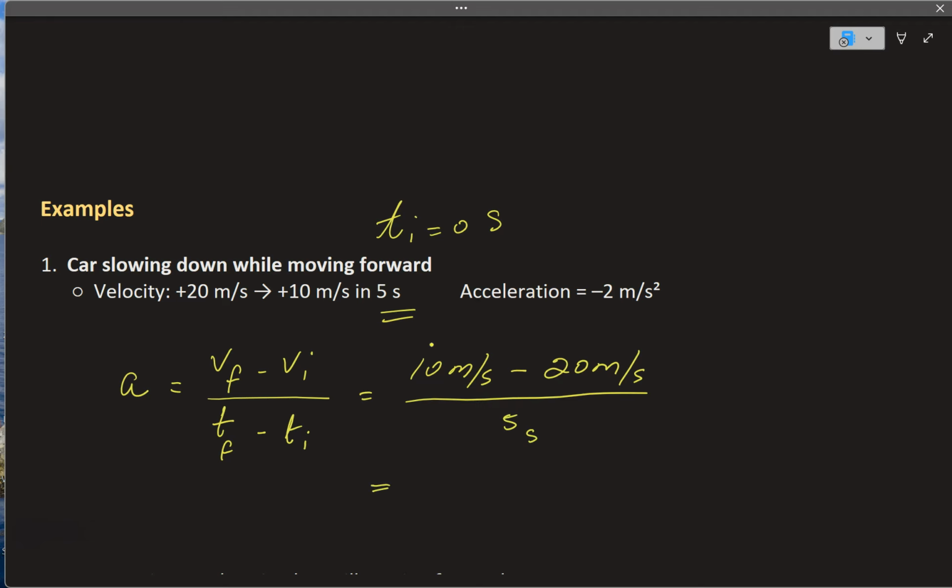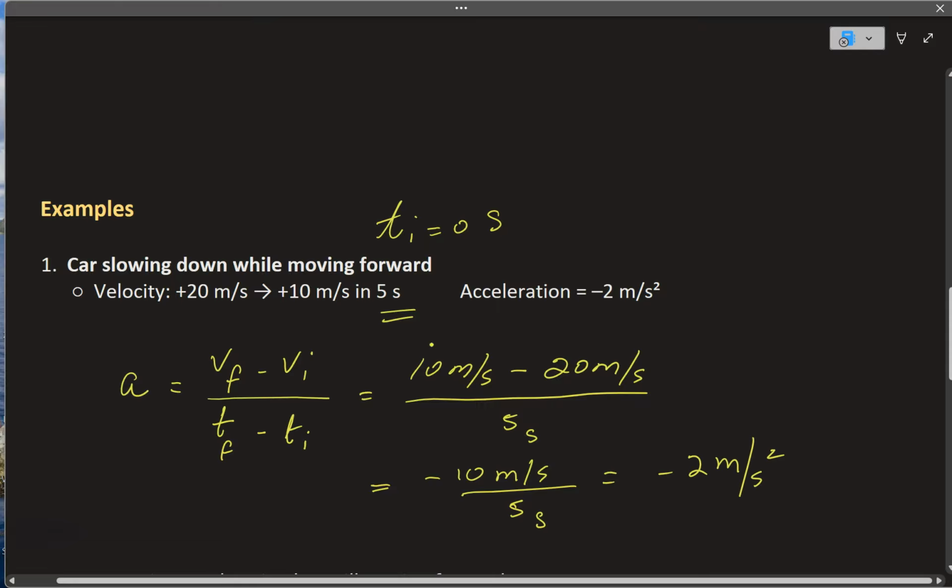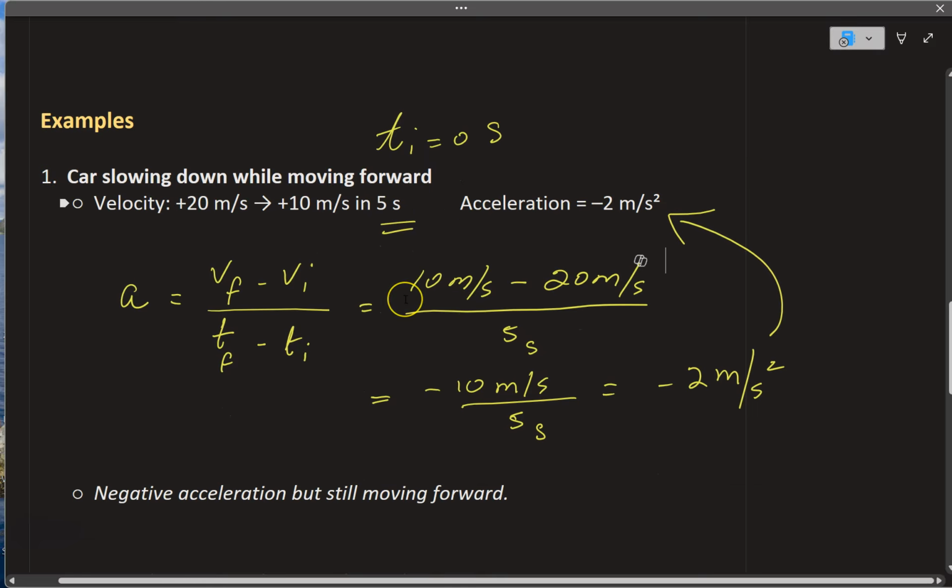And now when you do the math on that one, you'll end up getting minus 10 meters per second divided by 5 seconds, and that is -2 meters per second squared, which is right there. Okay, simple as that. All right, let's look at another example.